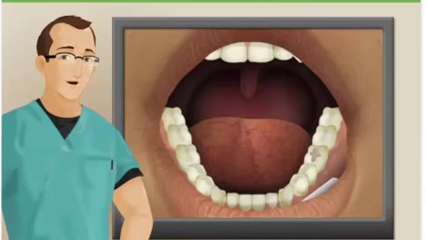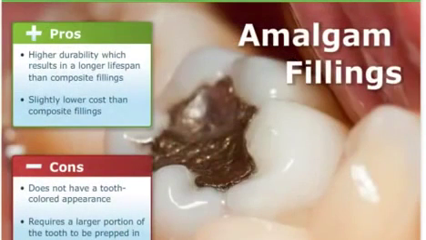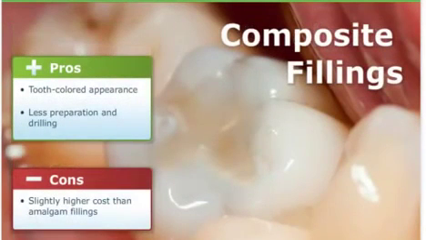Now that the decay has been removed, we need to figure out which type of filling our patient wants, amalgam or composite. Both have their advantages and disadvantages. Amalgam fillings are more durable than composite, but they don't have a tooth-colored appearance like composite fillings. They also often require a larger portion of the tooth to be prepared in order to retain the filling. Composite fillings are much more aesthetically pleasing and require less drilling than amalgam, but they can be a bit more expensive.